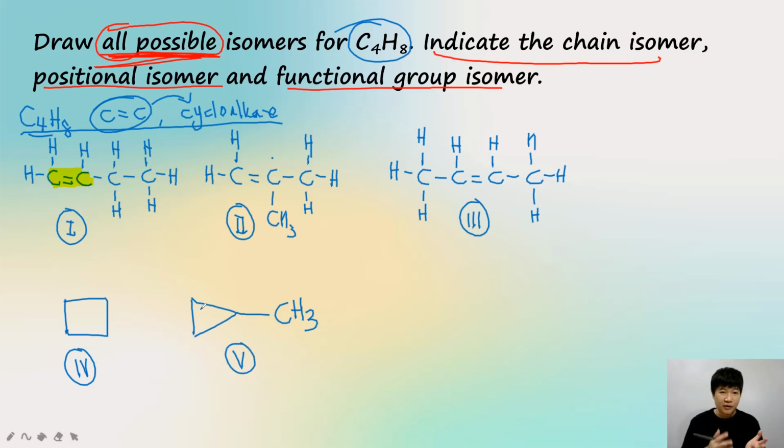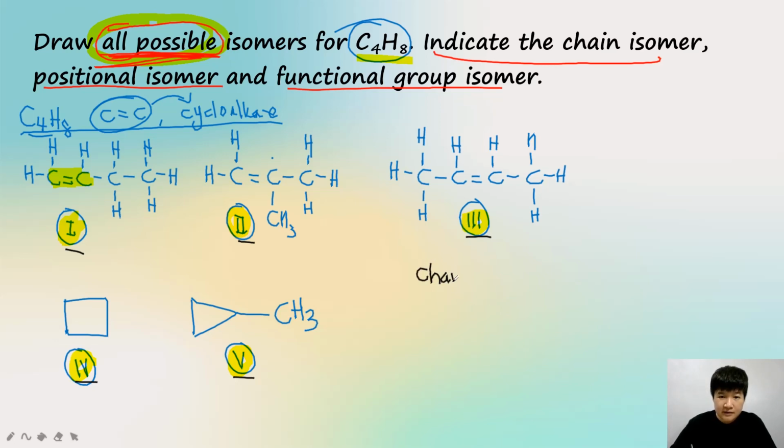Okay? So we are moving from the chain isomer, this one. Between those is your chain isomer, because the longest carbon chain in the ring is 4, and here the longest carbon chain in the ring is 3. So all the possible isomers for C4H8 are 5 of them: my Roman 1, Roman 2, Roman 3, Roman 4, and Roman 5. And what is the use of the label of every Roman? Simple. We are going to use this to indicate the chain isomer, positional isomer, and functional group isomer.